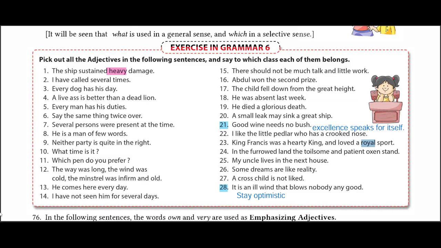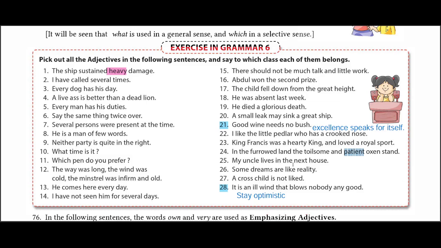In the furrowed land, land is a noun and furrowed is an adjective of quality. It is describing land. So it is a descriptive adjective. The toilsome and patient oxen stand. Toilsome is an adjective of quality. Patient is also an adjective of quality, and both these adjectives are modifying oxen.